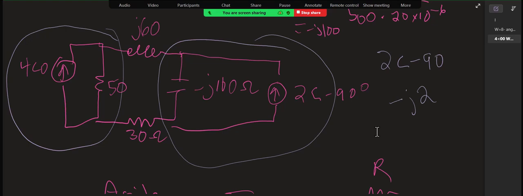Whenever we do source transformation, can we treat capacitors and inductors the same as resistors? After you've turned them into phasors. Okay. Only after you've turned them into phasors. Yeah, so once you've turned things into phasors, you can treat them like resistors. Anything that you can do to resistors in Circuits 1, you can do to phasors.